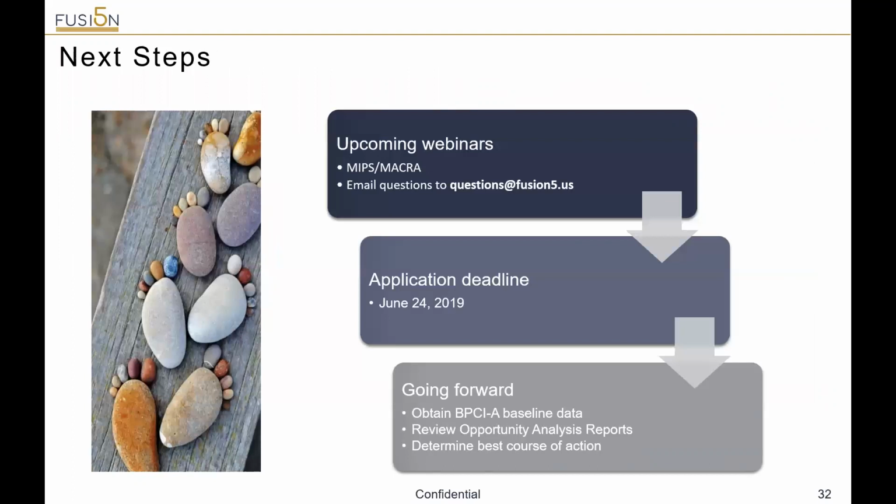Two other things that I wanted to bring up: a reminder that the application deadline that we need to get people in the application is June 24th. Only ones that are in our application on June 24th can be episode initiators with us at Fusion 5. And going forward, what we're looking to do is, after that application, obtain that BPCI baseline data and the target prices from CMS, generate opportunity analysis and review those with those potential clients to determine what the best course of action is for them to move forward and engage in BPCI. I can now open this up to any questions that we may have.